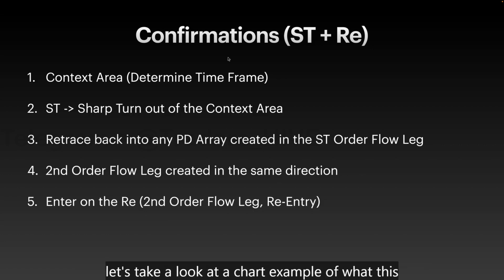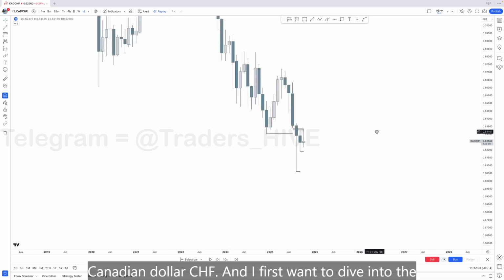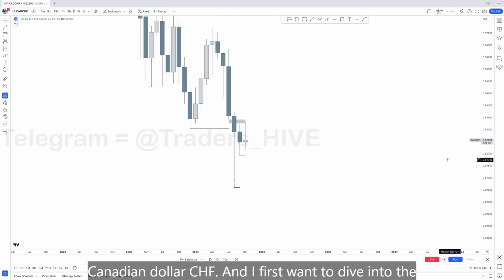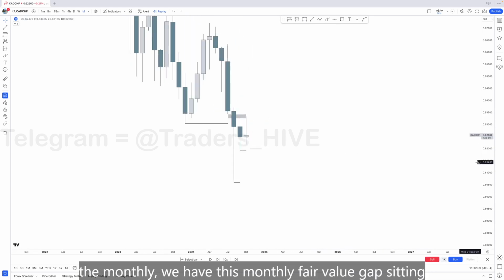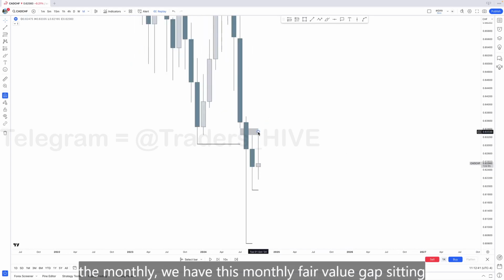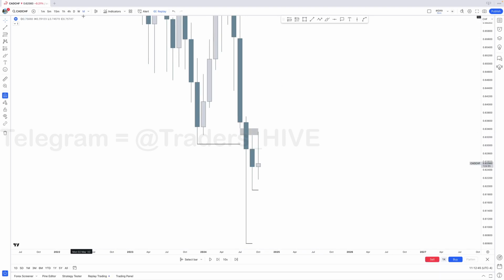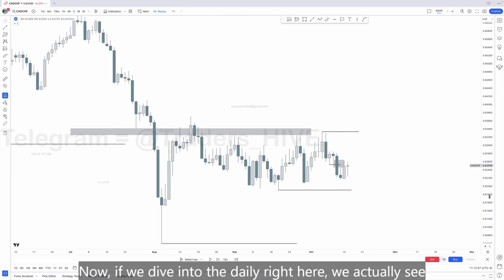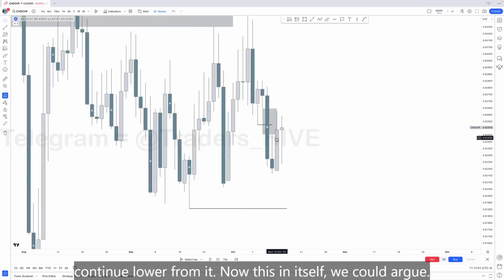So let's take a look at a chart example of what this essentially looks like. All right, right here we are on Canadian dollar CHF, and I first want to dive into the context areas that we are using for this example. Here on the monthly, we have this monthly fair value gap sitting right there, which we could potentially continue lower from. Now, if we dive into the daily right here, we actually see that we already got a daily fair value gap itself to continue lower from it.